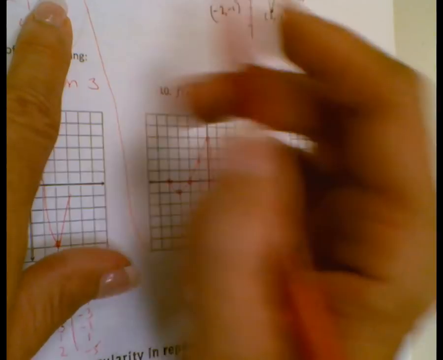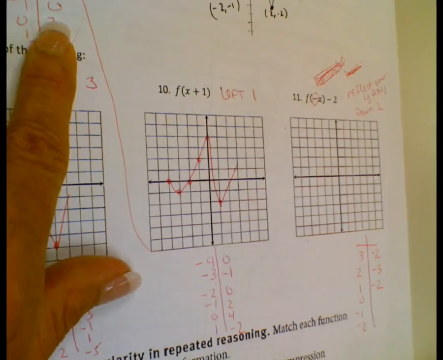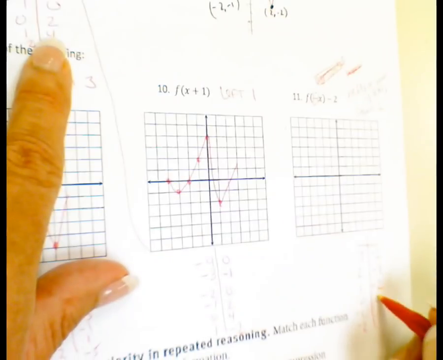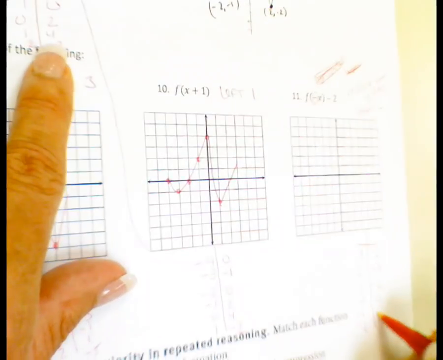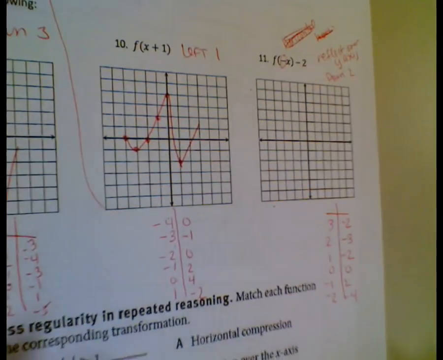So 0 minus 2, negative 2. Negative 1 minus 2 is negative 3. 0 minus 2 is negative 2. 2 minus 2 is 0. 4 minus 2 is 2. Negative 2 minus 2 is negative 4. And these are your points that you're going to graph at the end.